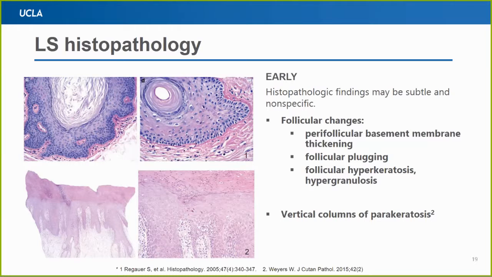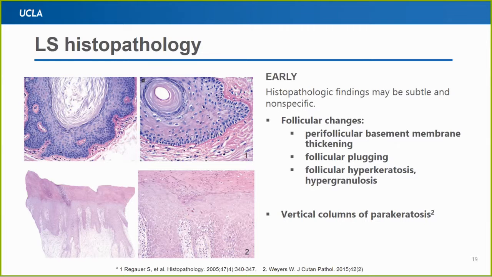For me, the most helpful are the follicular changes when follicles are present. The follicular changes you may see are perifollicular basement membrane thickening and fibrosis. Also, a feature to look for is vertical columns of parakeratosis that was described in a subset of non-sclerotic lichen sclerosus.